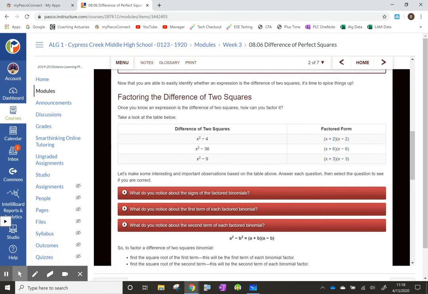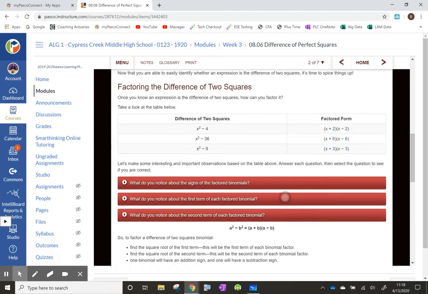And then the last one, x squared minus 9, right? We did that. So the square root of x squared is x. The square root of 9 is 3. So you have x and 3. So your answer would be x plus 3, x minus 3, right?